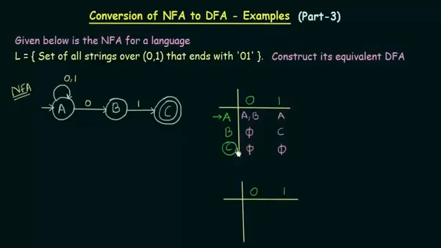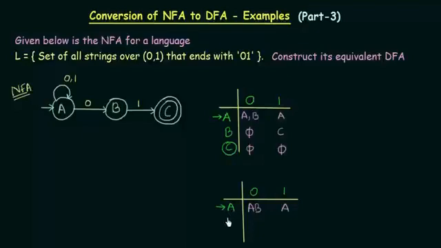What is the starting state? A. I'll start with the starting state A, and give an arrow to indicate it is a starting state. A on getting input 0, where does it go? It goes to states A and B. But in a DFA, we cannot send it to two states. So we will convert this to a single state, which I will call AB. And A on getting input 1 goes to A itself, so that is okay.